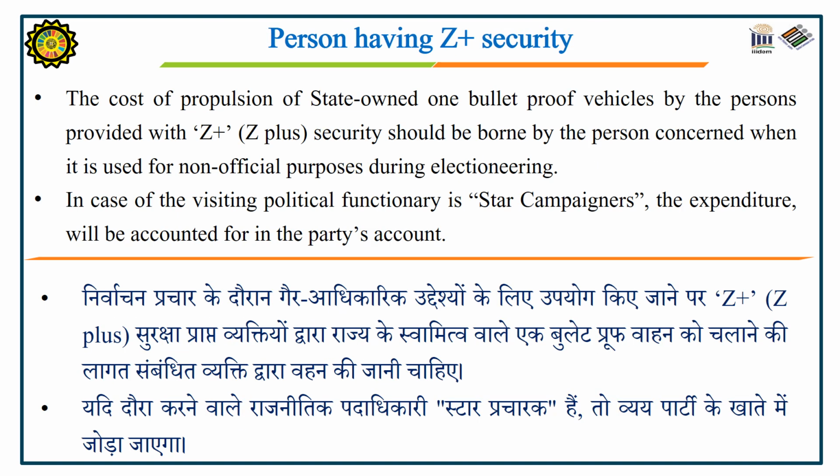Persons having Z plus security. The cost of propulsion of a train on one bulletproof vehicle by the person provided with Z plus security should be borne by the person concerned when it is used for non-official purposes during electioneering. In case the visiting political functionary is a star campaigner, the expenditure will be accounted for in the party's account.